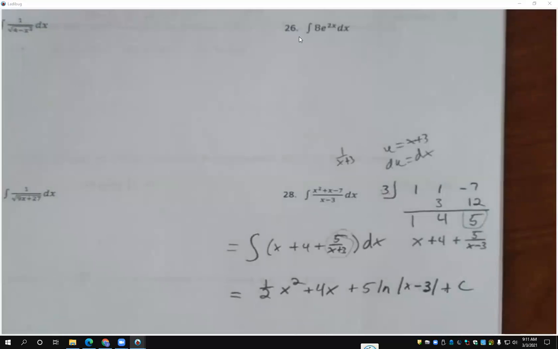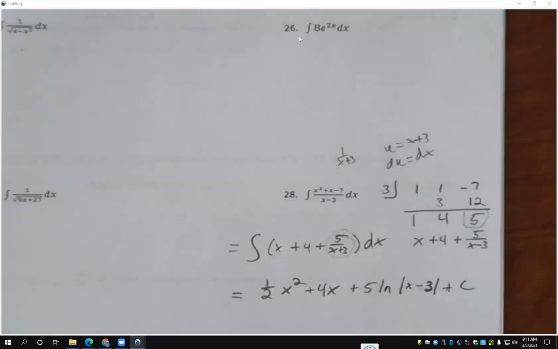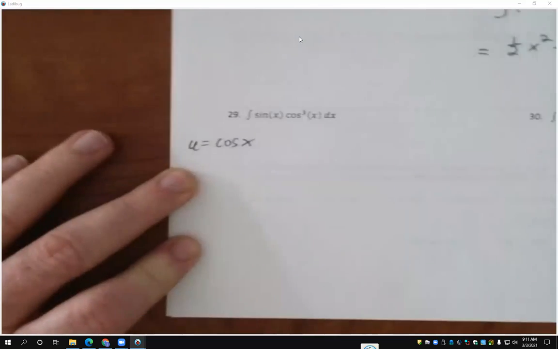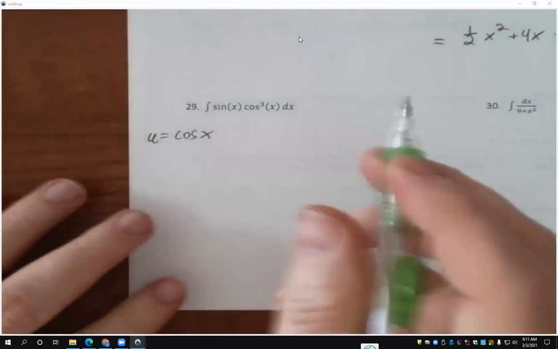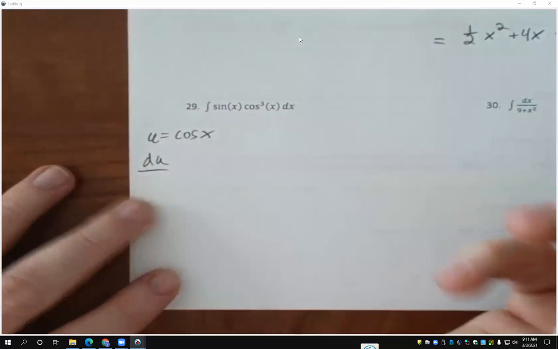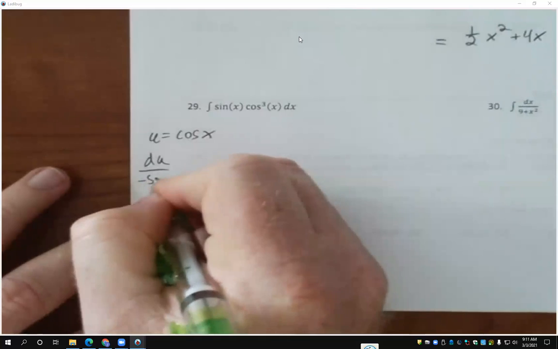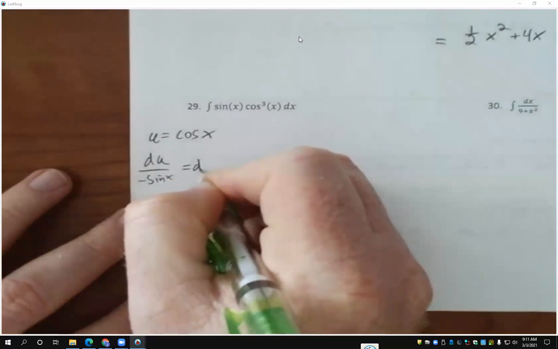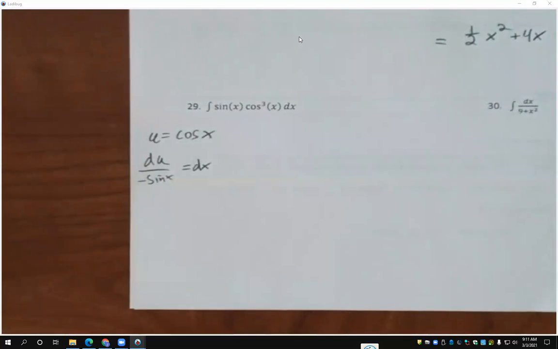And the u is going to be the one that is the compound. So the inside function is cosine. The outside function is x cubed. So u is cosine x. Sorry. U is cosine x. So du divided by the derivative of cosine. The derivative of cosine is negative sine. So we end up with that.